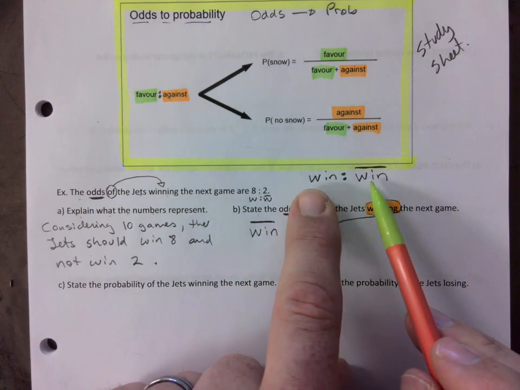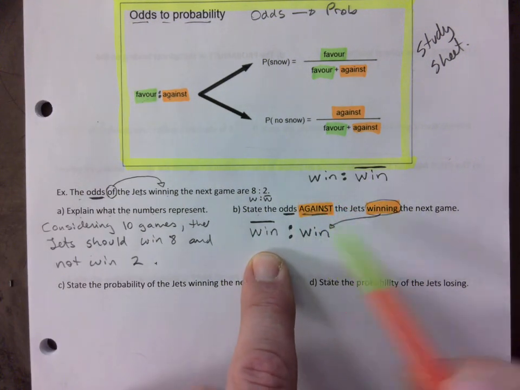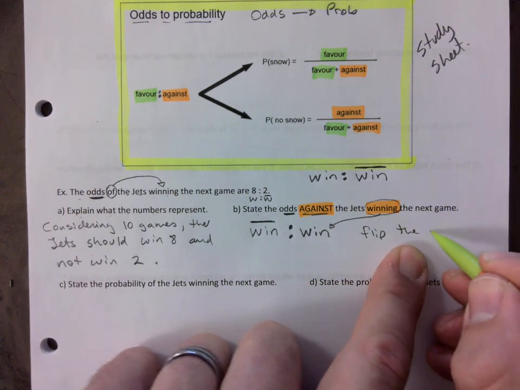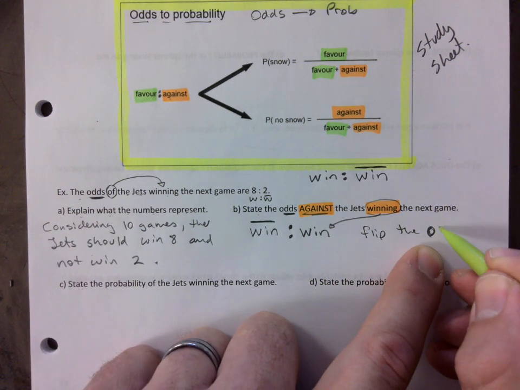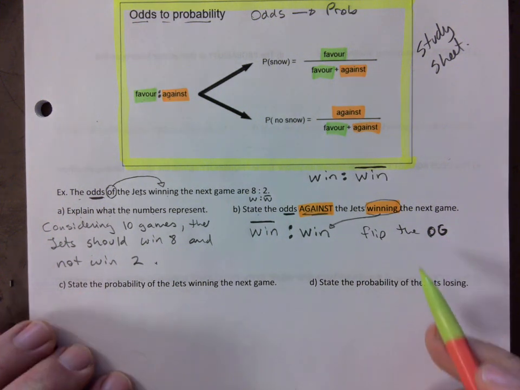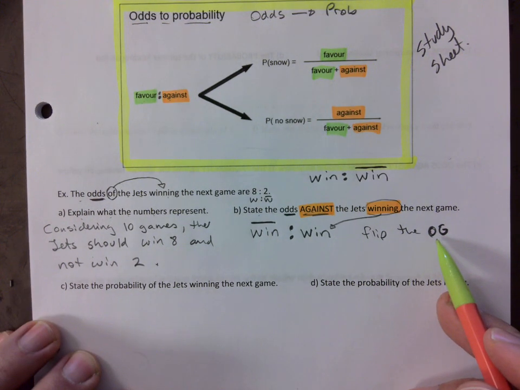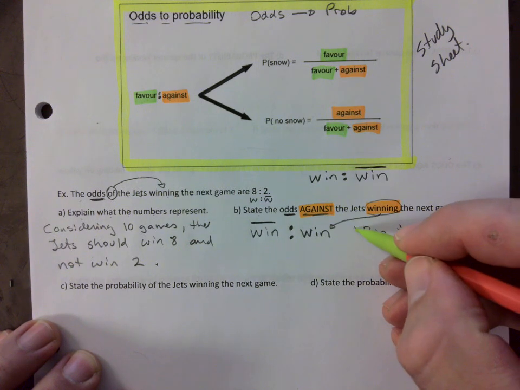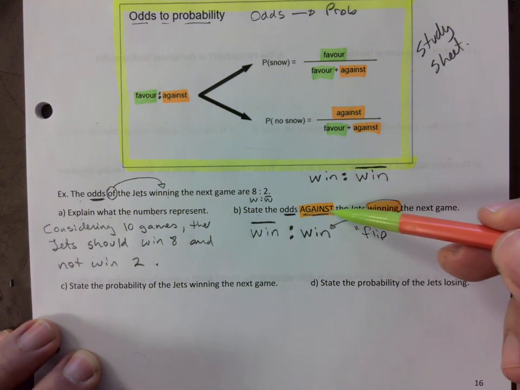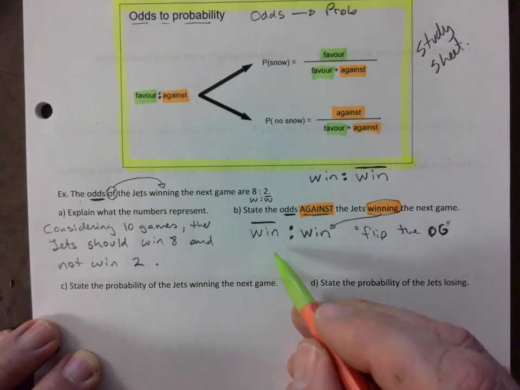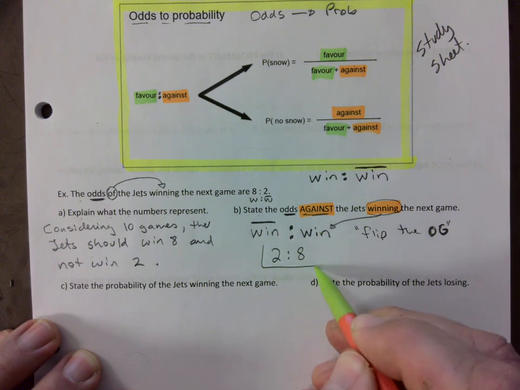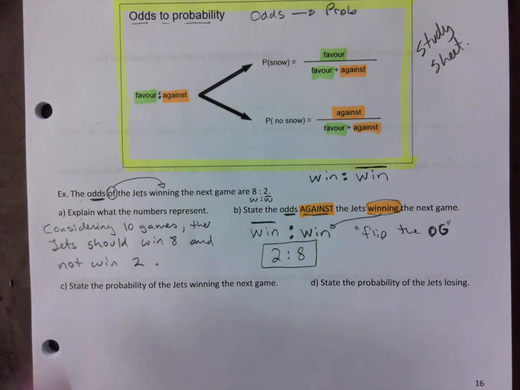So essentially, you just flip them. You just flip the original, OG. Hey, I was able to get that into my lesson today. Flip the original. That's what you do when you turn something from in favor to against. We simply flip the numbers. So this will be 2-8.